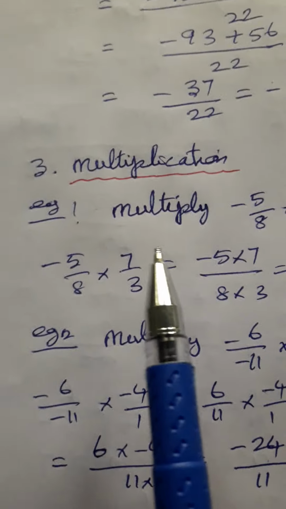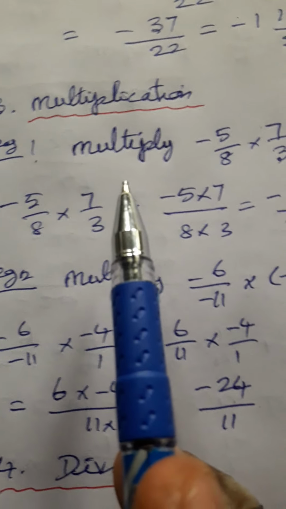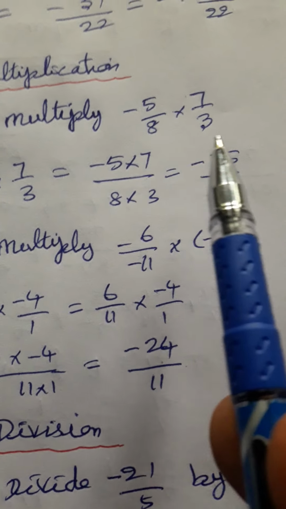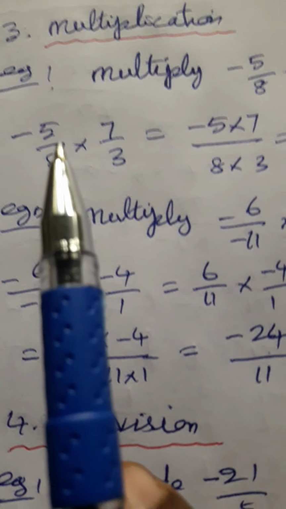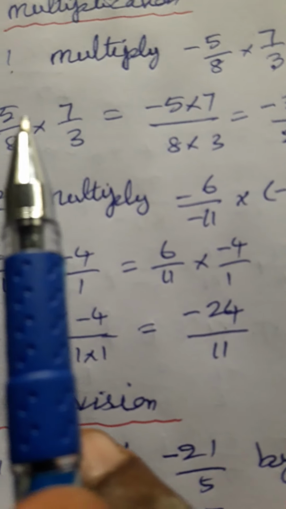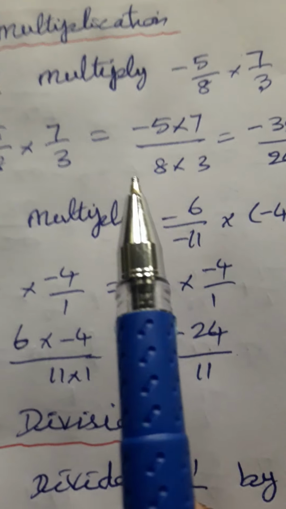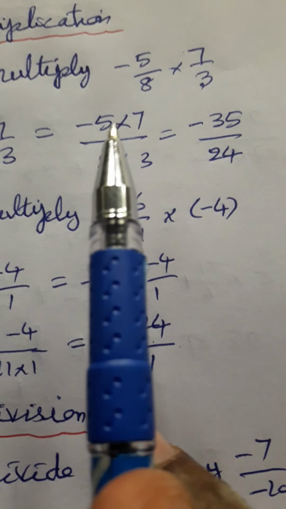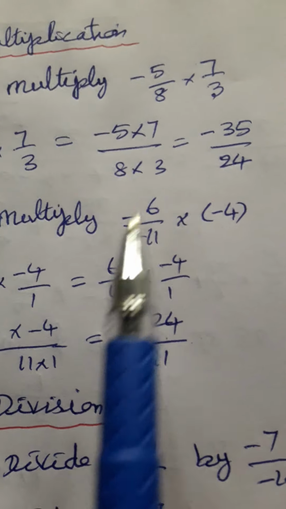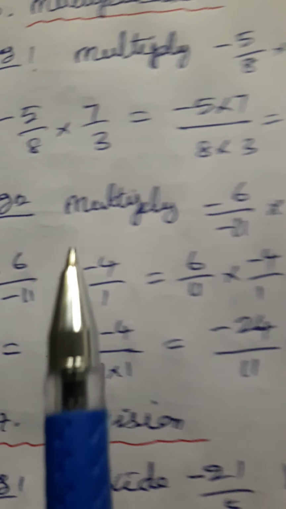So third property is multiplication. Example 1, multiply minus 5 by 8 into 7 by 3. We take two fractions here. Minus 5 by 8 into 7 by 3 equal to minus 5 into 7, then 8 into 3. Minus 5 7s are 35, minus 35, and 8 3s are 24. Minus 35 by 24 is the answer.